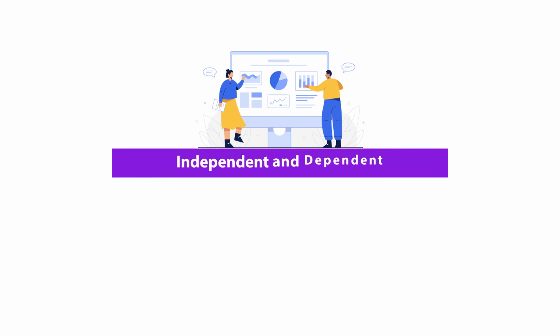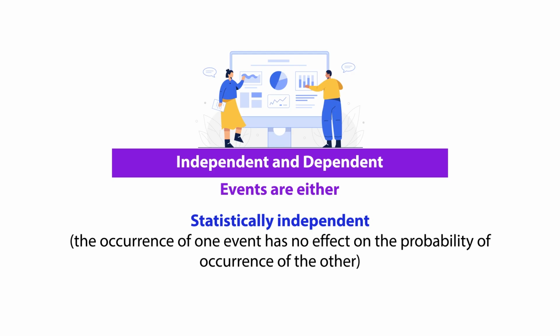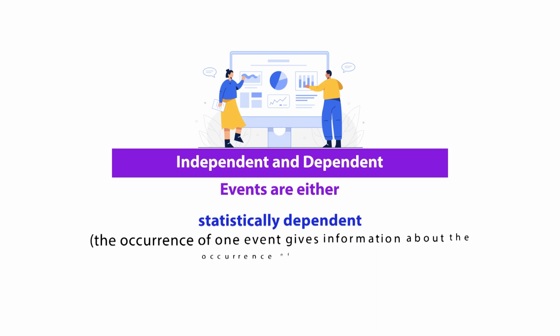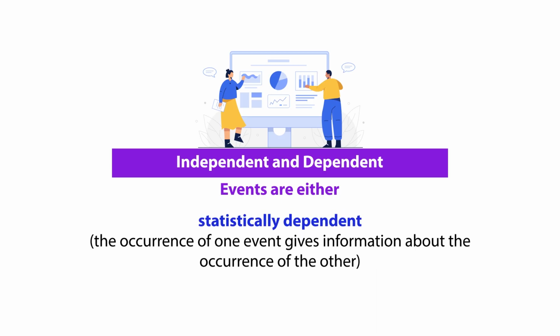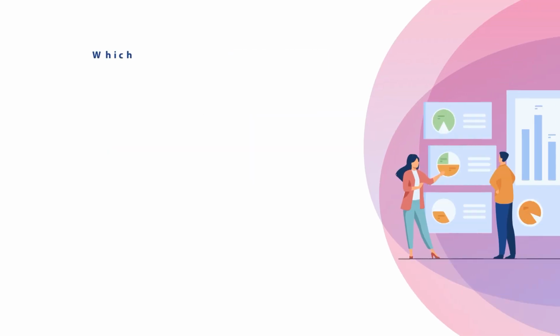Independent and dependent events: events are either statistically independent or statistically dependent. If you go more into statistically independent, the occurrence of one event has no effect on the probability of occurrence of the other. And when you talk about statistically dependent, the occurrence of one event gives information about the occurrence of the other. And which are independent?